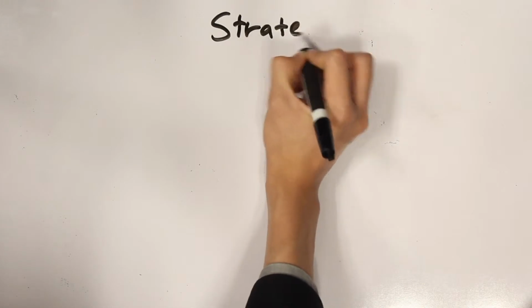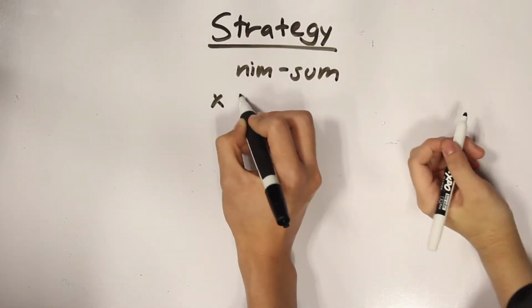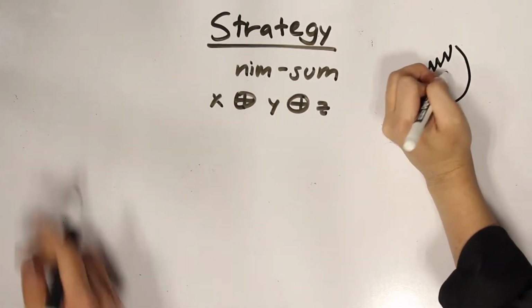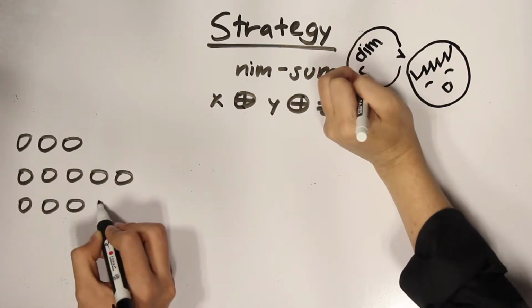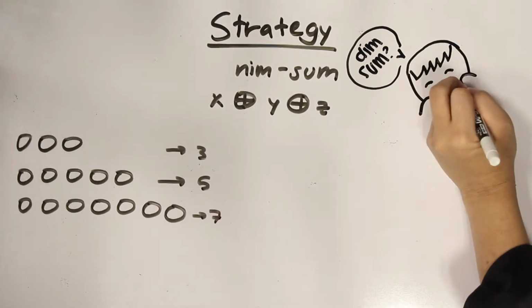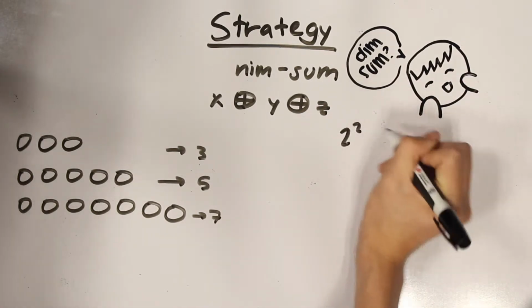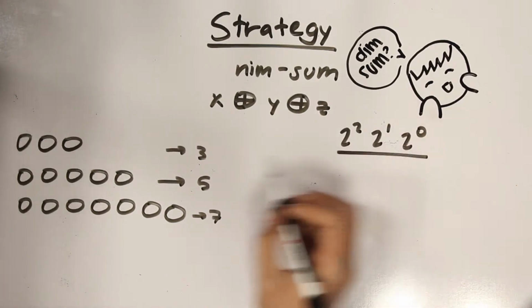The strategy of NIM involves calculating a NIM sum. The NIM sum utilizes the numbers of a game, or the number of items in each heap. In this example, the heaps have 3, 5, and 7 items, so each heap's number is 3, 5, and 7 respectively. To calculate the NIM sum, each number must first be converted to binary form, which utilizes place values of base 2.